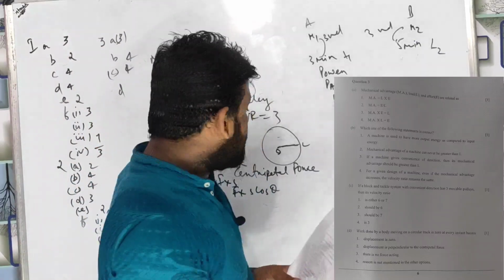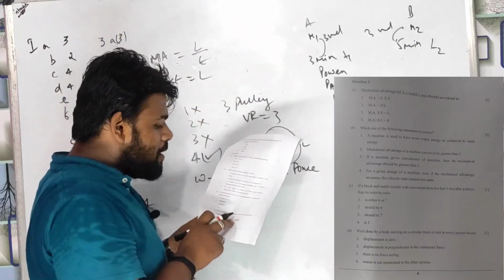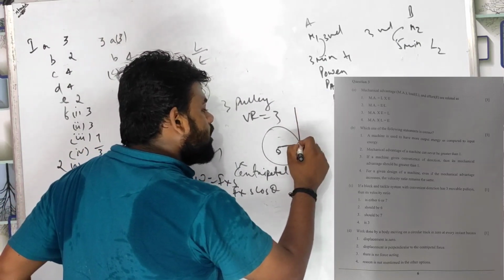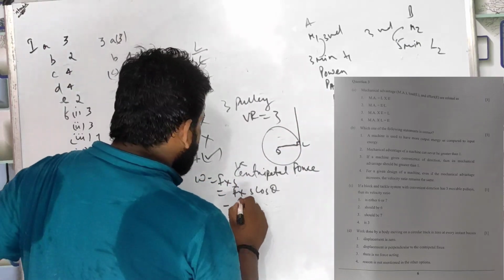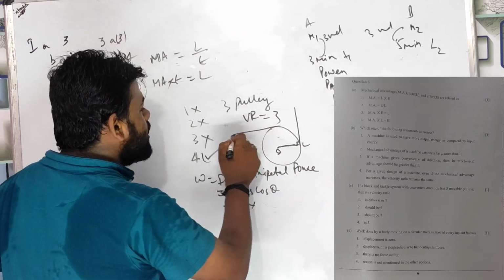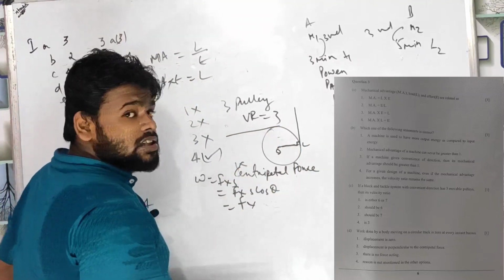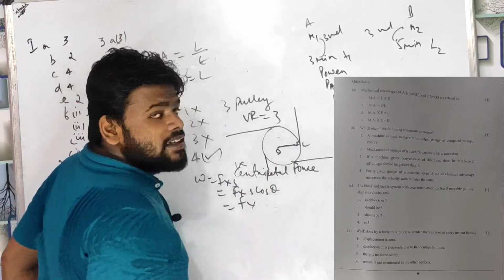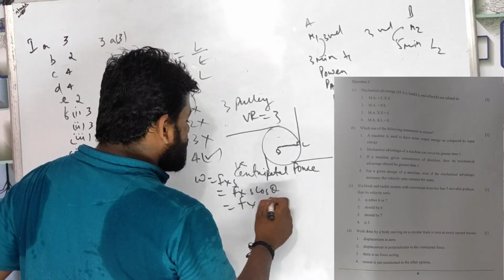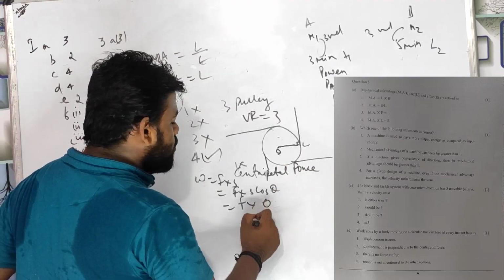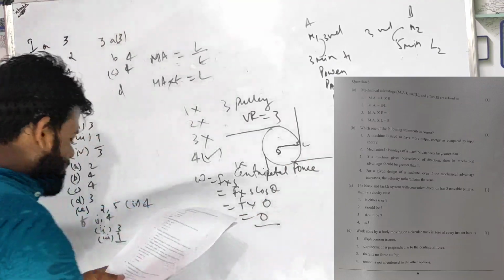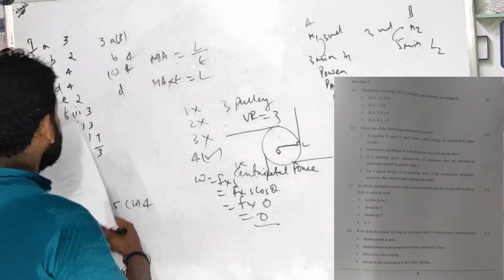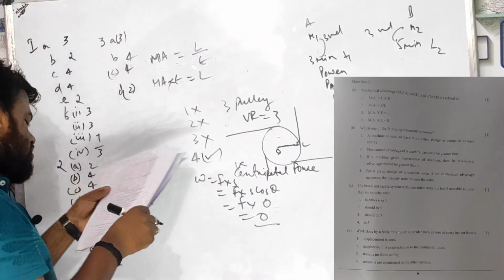See, displacement is perpendicular to the centripetal force. If it is perpendicular, the work is force into S cos theta, with cos 90 degrees, and cos 90 degrees is 0. So the work done is 0. This is the answer: displacement is perpendicular to the centripetal force. Option 2 is the answer.